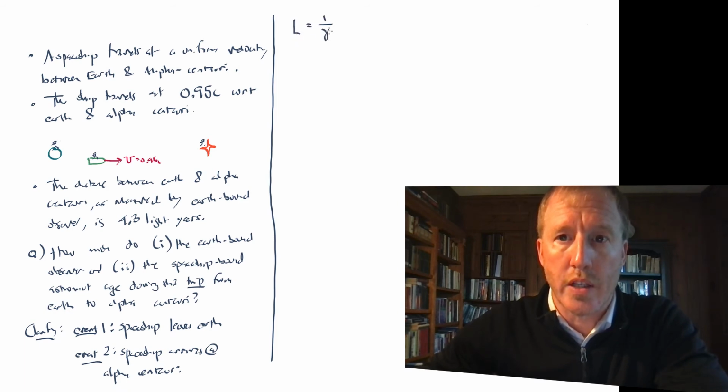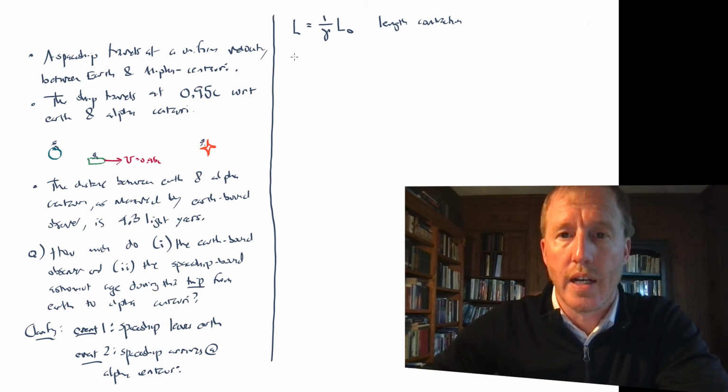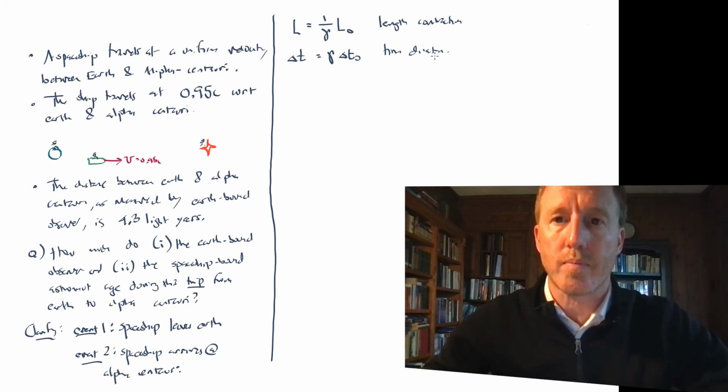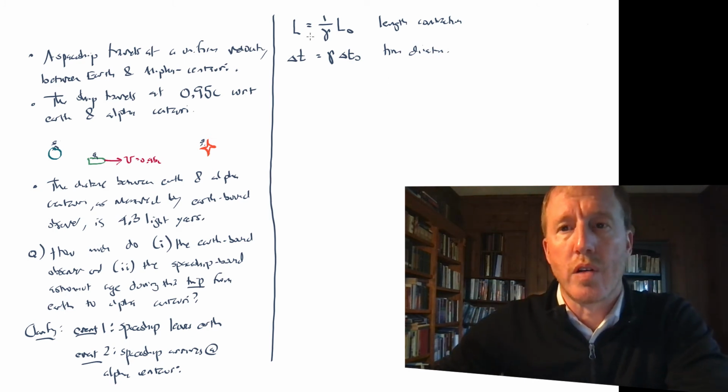So let me just write these down right away. This is the length contraction formula, or relativistic length contraction formula. And the time dilation formula, delta t equals gamma times delta t naught. This would be the time dilation formula. Okay, so these relate the lengths as measured by the two observers. These relate the time intervals as measured by the two observers.